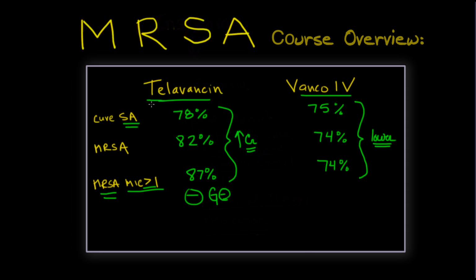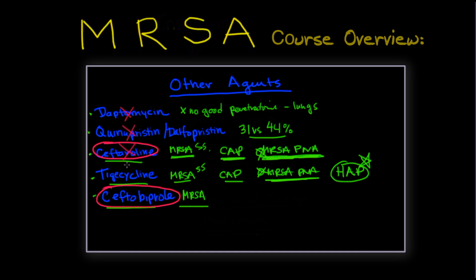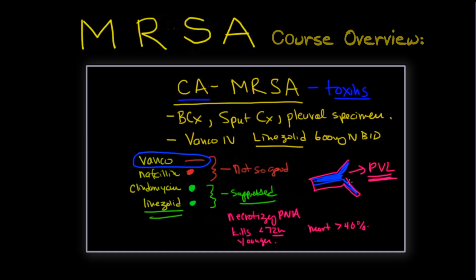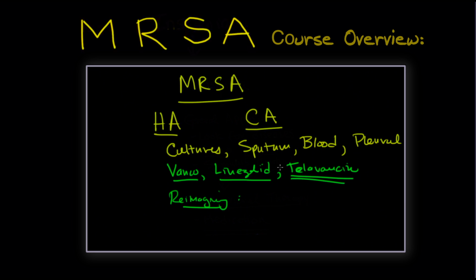We'll also talk about Telavancin, pros and cons, and how it compares with Vancomycin, and why a variety of agents may not be ready for primary consideration for MRSA pneumonia. We'll also talk about specific treatment considerations for community-acquired MRSA, and finally, we'll tie it all together and review.